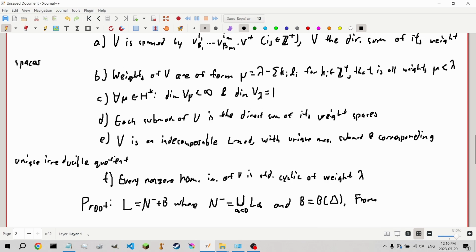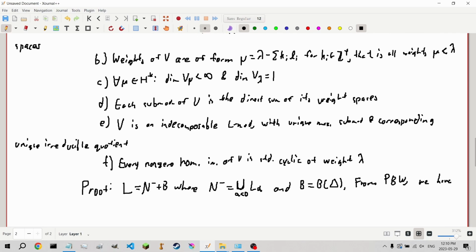From the Poincare-Birkhoff-Witt theorem, we have that U of L on V plus is U of n minus, one second.